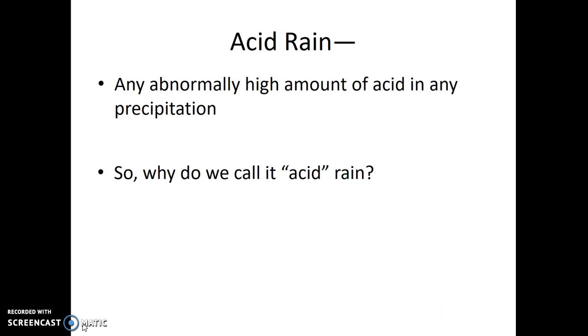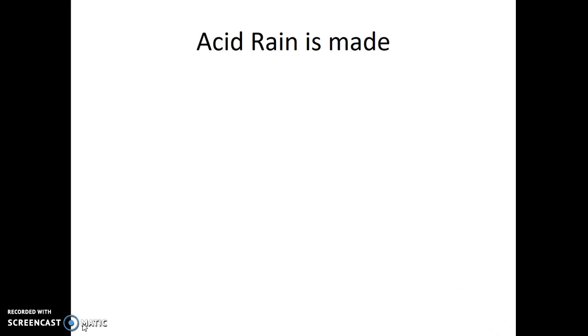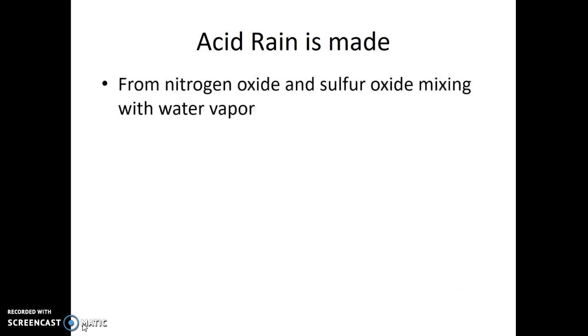Well, remember that the lower the pH number, the higher the amount of acid. Normal rain is a pH of about 5.6, and acid rain is around pH 4.2. Acid rain is made by the mixing of nitrogen oxide or sulfur oxide with water in the atmosphere, which creates nitric and sulfuric acids. These are two of the strongest acids we know of.